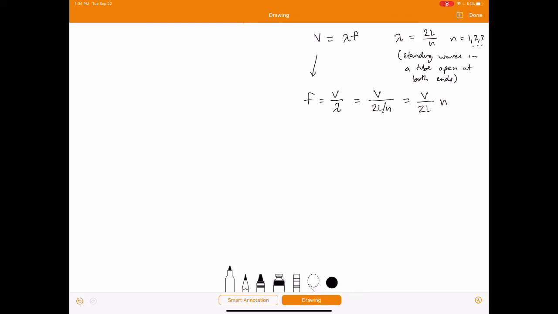So here's the idea. At low temperatures, V decreases, right? So that will lower the frequency of your standing waves unless you change the length of the instrument, unless you change L. So you need to decrease L to keep F the same. And that means you're shortening the instrument.